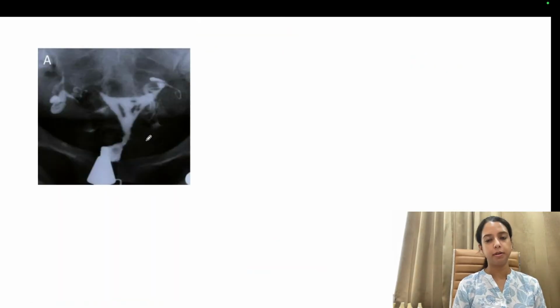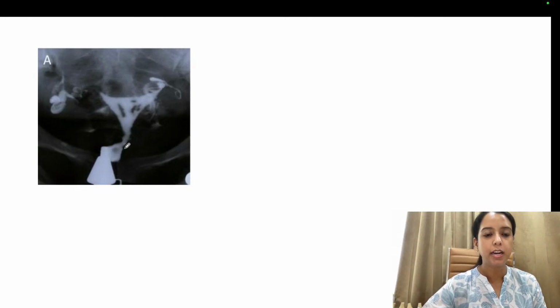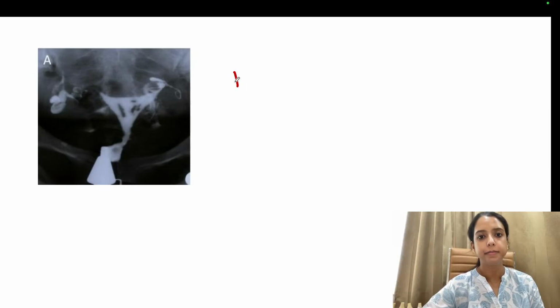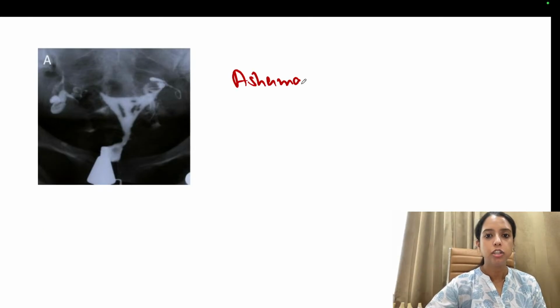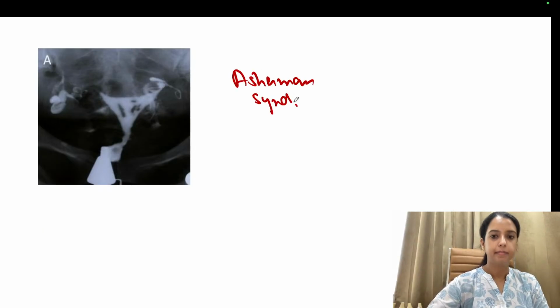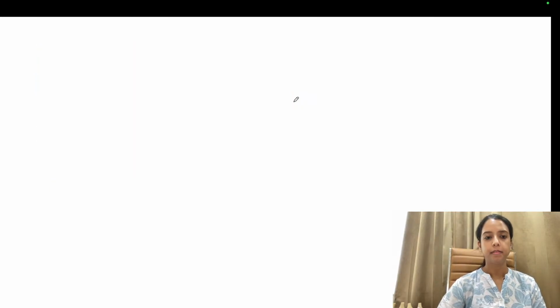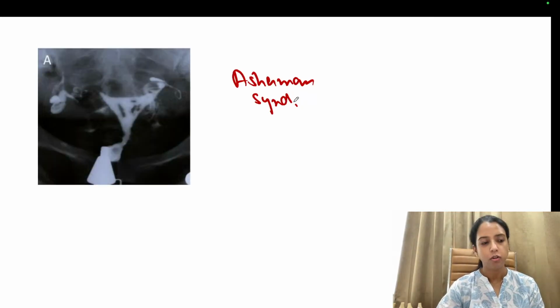Another cause of secondary amenorrhea. What is this? When I have injected an HSG dye, I can see the gaps in the uterine cavity. It is Asherman syndrome. Okay? This is Asherman syndrome, causing secondary amenorrhea.